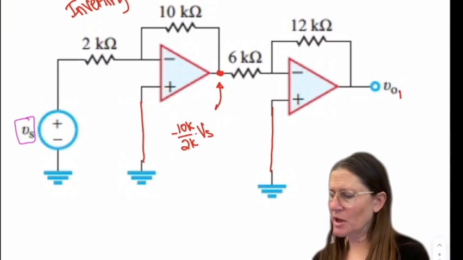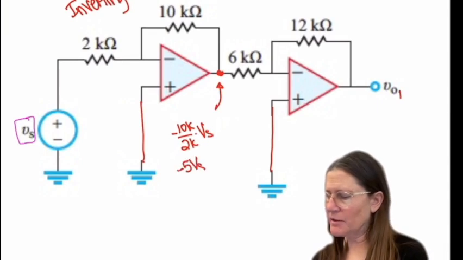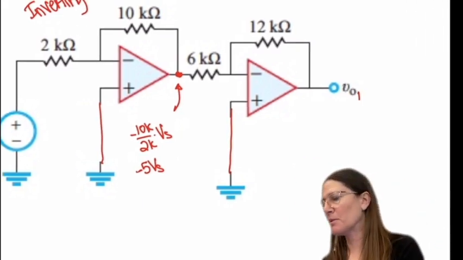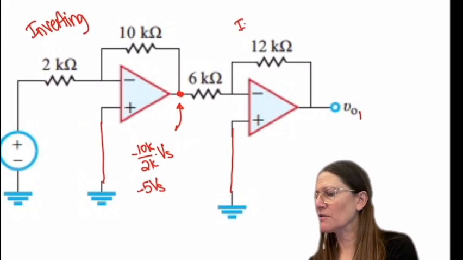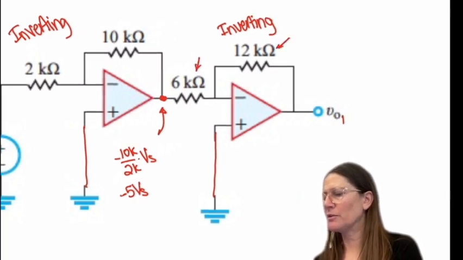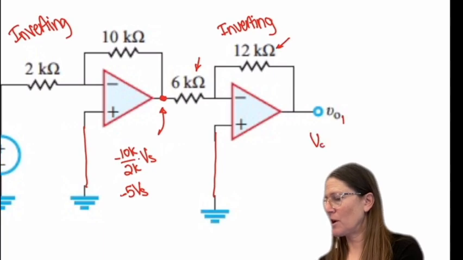So that ends up being a -5 Vs, and that serves as the input to the next op amp. Again, you can identify this as an inverting configuration, and it would be this resistor over this resistor. So V out would be -12K over 6K, and then the input in this case is -5 Vs.